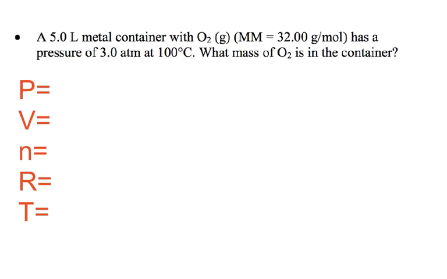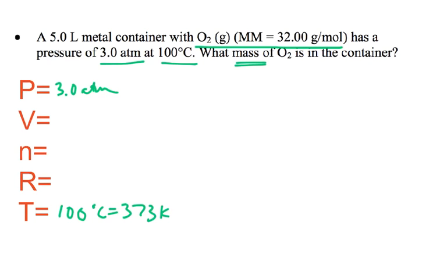Okay, the last one. We have a 5-liter metal container of oxygen, which is 32 grams per mole. It has a pressure of 3 atmospheres at 100 degrees. What is the mass of oxygen? So what do we know? We know that this is 3 atmospheres, and that's the correct unit. And we have 100 degrees Celsius, which is 373 Kelvin. So that part's okay. We know that R is 0.0821 liter atmospheres per mole Kelvin.